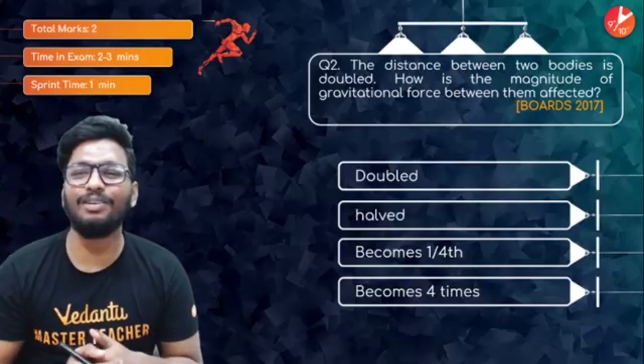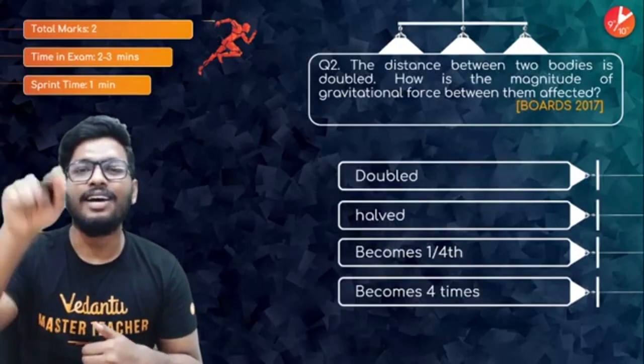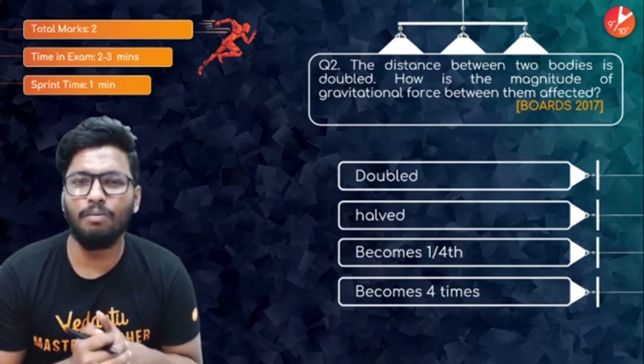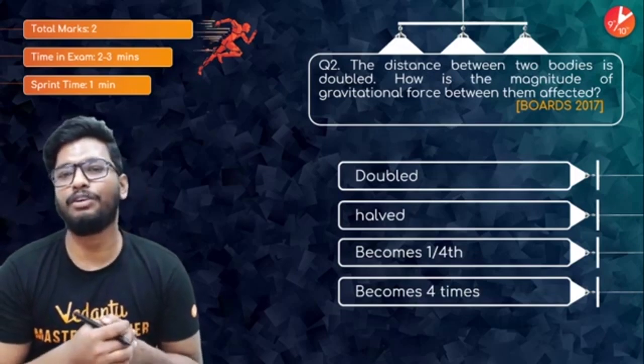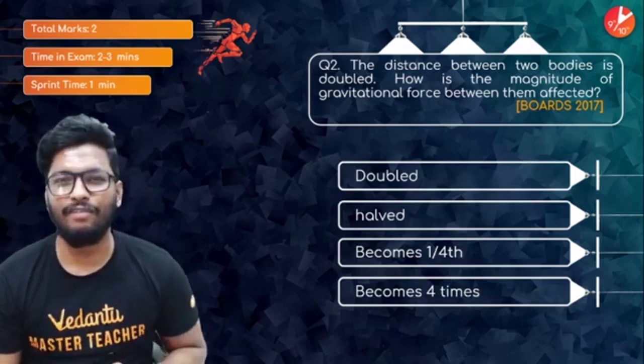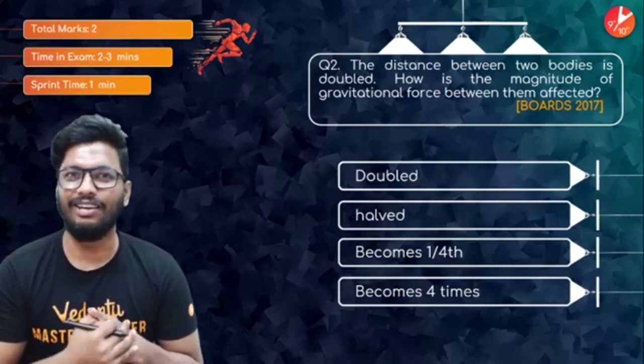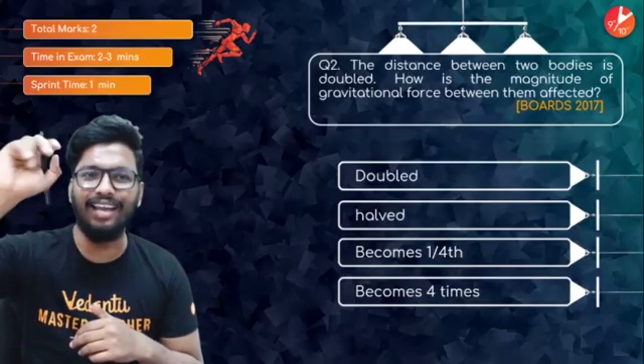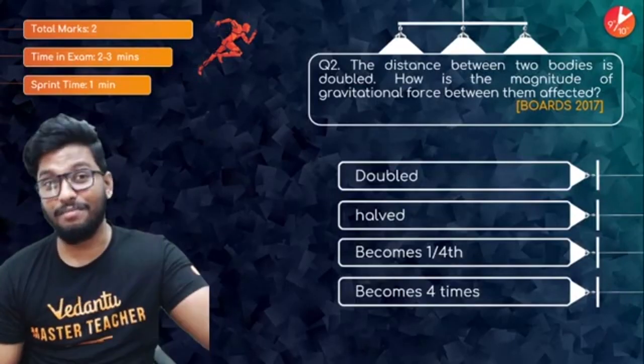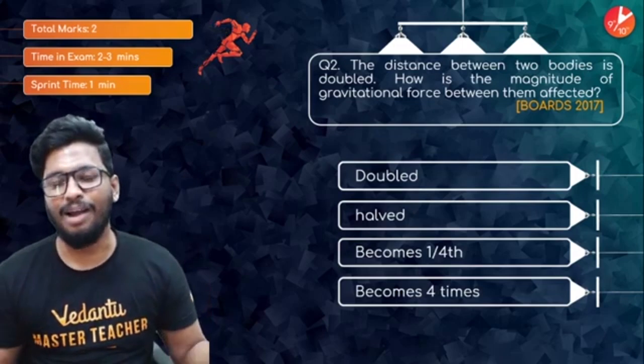Second question. Here's another one from 2017 boards itself. The question is, the distance between 2 bodies is doubled. How is the magnitude of gravitational force between them affected? Wow, people. What a brilliant and difficult question. 2 mark question. In exams, you get 2 to 3 minutes to solve this. Sprint time is 1 minute. Let's go, people.